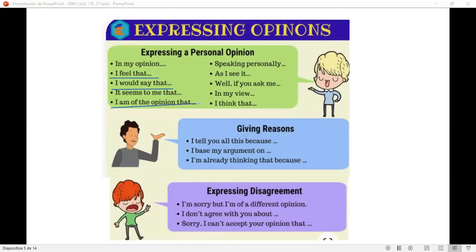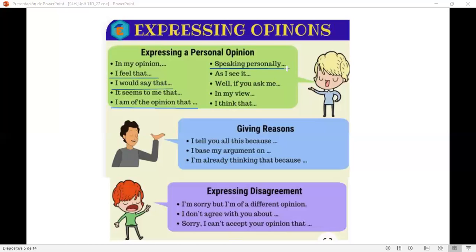I'm of the opinion that, yo soy de la opinión de. Speaking personally, esta es muy buena, hablando personalmente, es decir, refiriéndose a que es su opinión personal. Speaking personally, well, if you ask me, bueno, si tú me preguntas, I can say blah, blah, blah. In my view, and I think that, que ya las vimos también. Aquí tenemos algunas frases extras para expresar nuestra opinión personal.